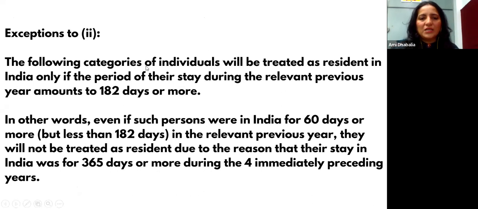So the following categories of individuals will be treated as resident in India only if the period of their stay during the previous year amounts to 182 days or more. In other words, even if such persons were in India for 60 days or more, but less than 182 days, they will not be treated as resident due to the reason that their stay in India was for 365 days or more during the 4 PPYs. So basically, their stay for 365 days or more in the last 4 years does not matter. Okay. So who are these individuals?